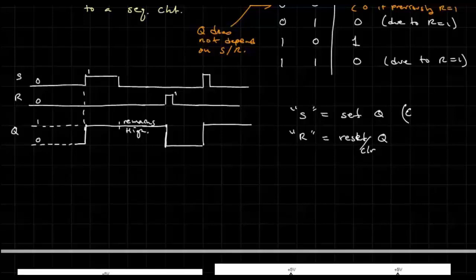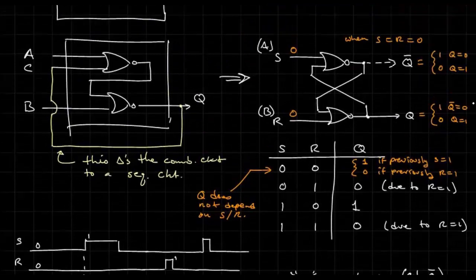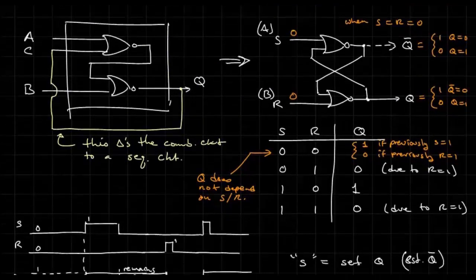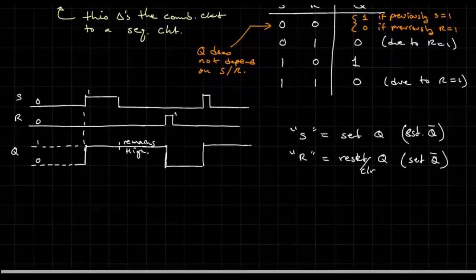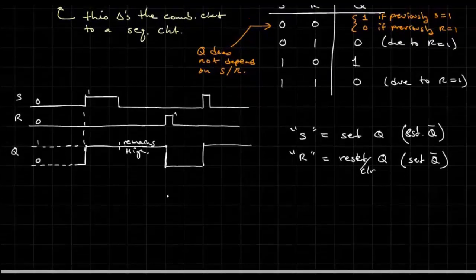Here you're resetting Q bar, and here you're setting Q bar. If you look at the logic, you can go back and look at the circuit. You'll see that Q and Q bar are always inverses of each other logically. Okay, so this is called an RS flip-flop.